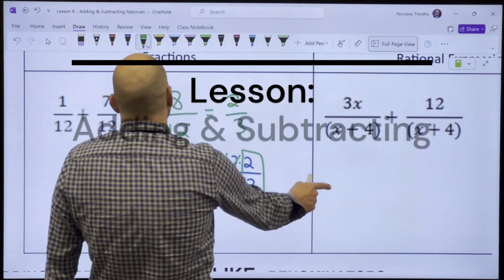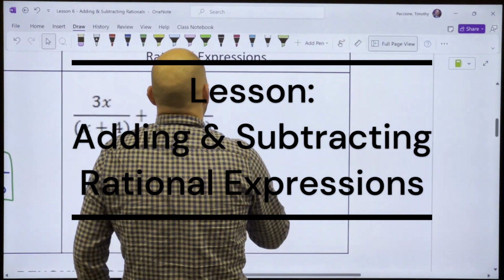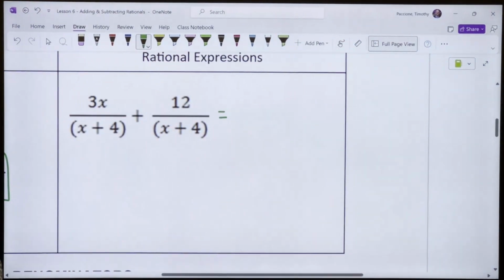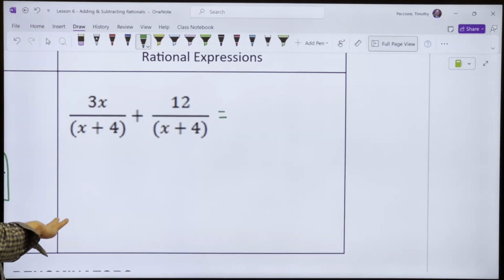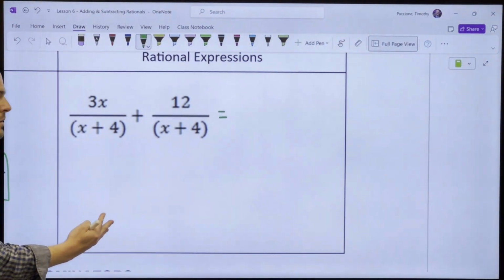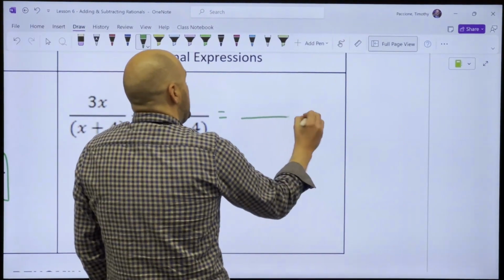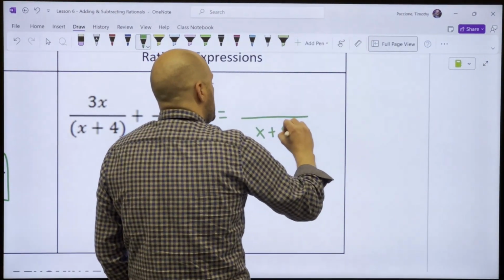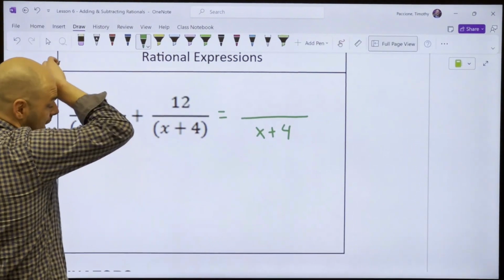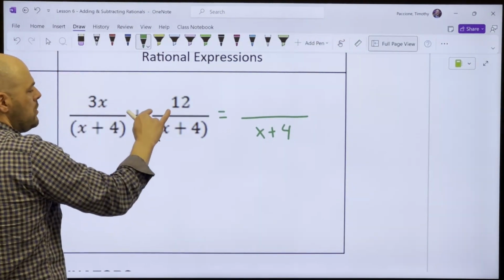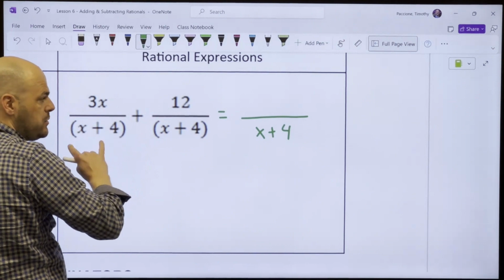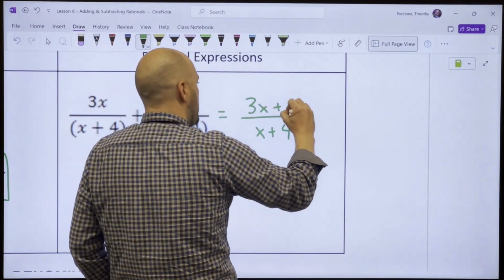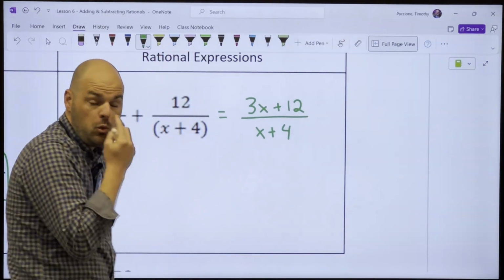Now, here we go. Now, what do I always check for? Do I have a common denominator? Do I? Yes. Okay, so the rule says add the top and keep the bottom. So I'm going to keep the bottom. And then I have, what am I adding? 3x plus 12. Are they like terms? Can I combine those? No. When there are no like terms, I just write them both. 3x plus 12. Okay, so I did the work.